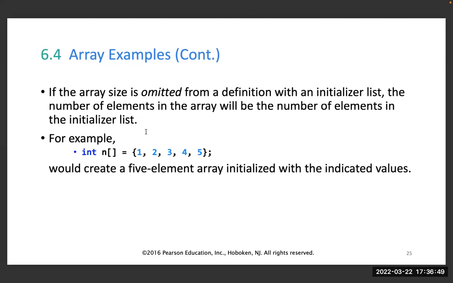Okay, so for this one, if you do a full initialization, then you could keep the array size blank. You don't need to mention the size here. Then the compiler will get the size automatically. So just count the values here. 1, 2, 3, 4, 5. Then the compiler knows array n has 5 elements.